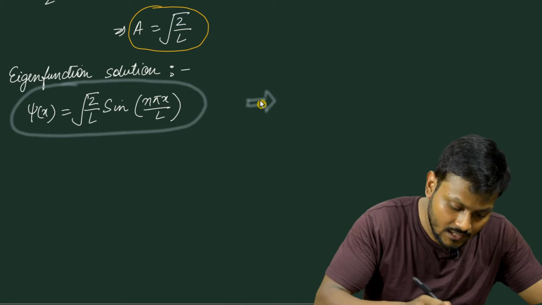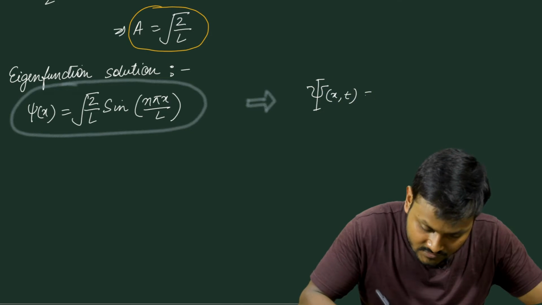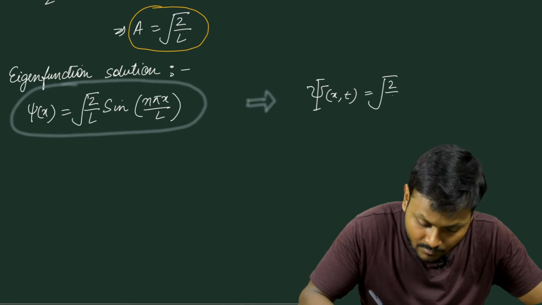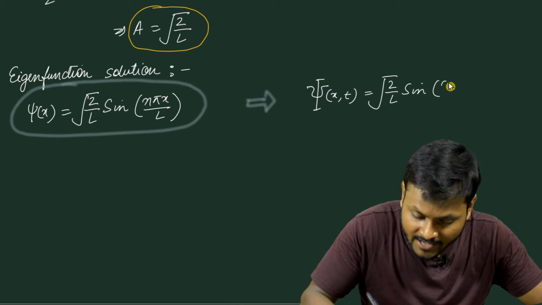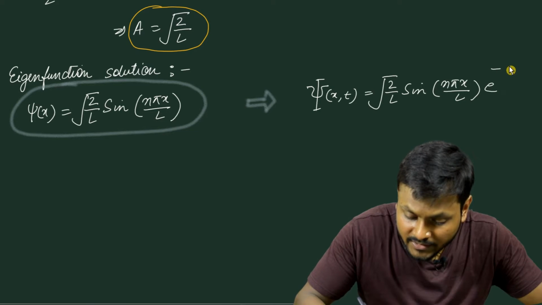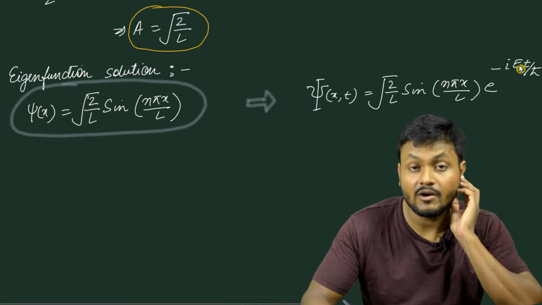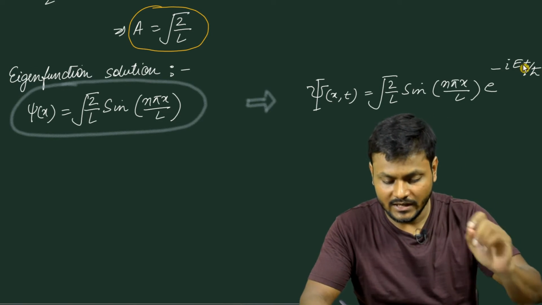Corresponding to this we can also write the final wave function. So the final wave function is just this square root of 2 upon L multiplied by sine n pi x upon L multiplied by e to the power minus iota Et upon h cross, where E here represents the energy. Now I'm going to talk about the energy term a little bit later on.